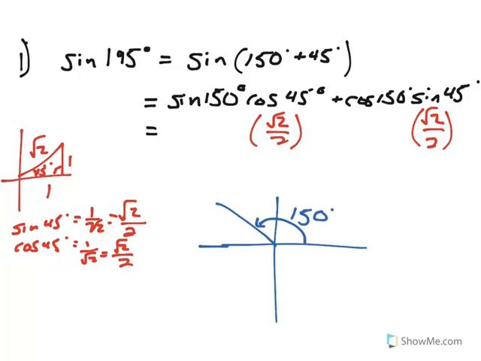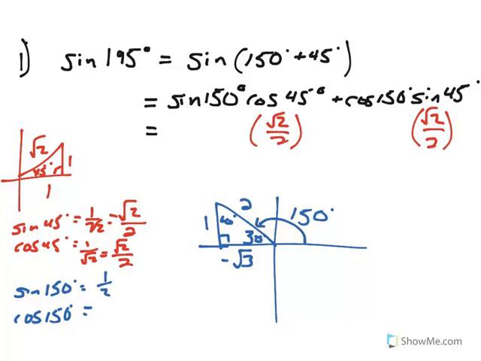150 is in quadrant 2. That makes the reference angle 30 degrees. Reference angle is the most important part of this. That makes y positive 1, makes x negative square root of 3, and makes the hypotenuse 2. Sine of 150 and cosine of 150 we have to know. Sine of 150 is y over r. Cosine of 150 degrees is x over r. So we get 1/2 and negative square root of 3 over 2.